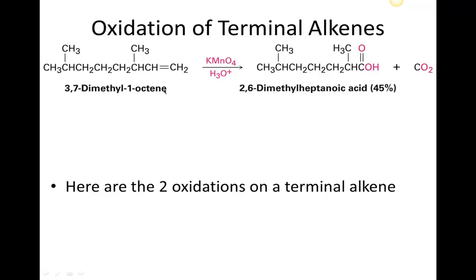So here's another example. Now what happens here is this is a terminal alkene. And so you have a CH2, which is like 2 vinyl hydrogens. And so what happens is that this one is a vinyl hydrogen, that becomes a carboxylic acid, but this guy over here becomes CO2. So here's a question, how did that happen?